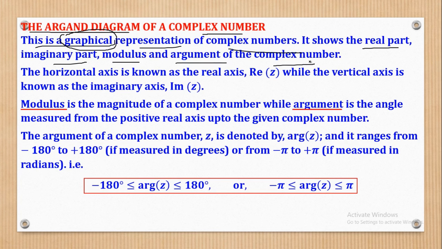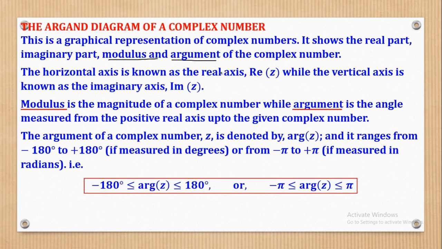The horizontal axis is known as the real axis and denoted by Re z to mean real z, while the vertical axis is known as the imaginary axis and it's denoted as Im z. So we no longer say x-axis or y-axis, we shall use Re z and Im z for this Argand diagram.